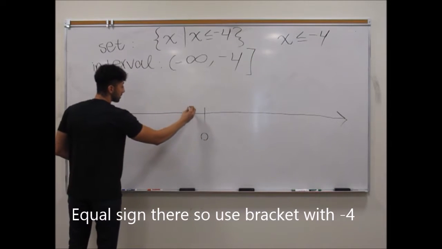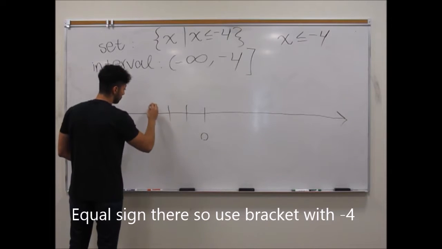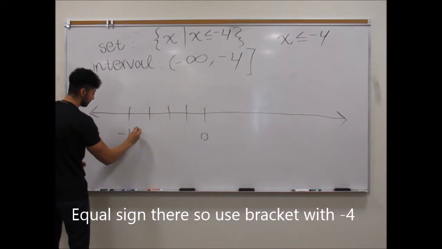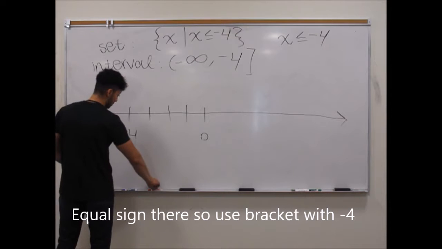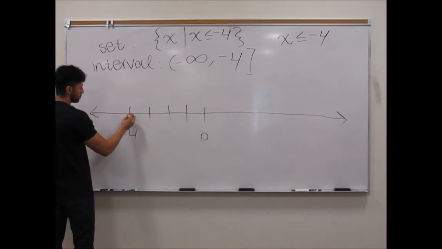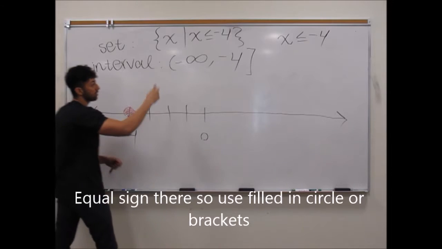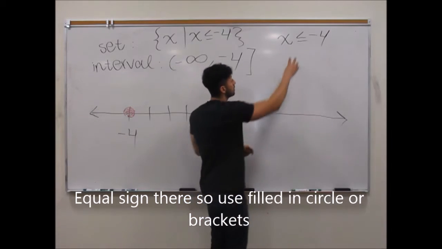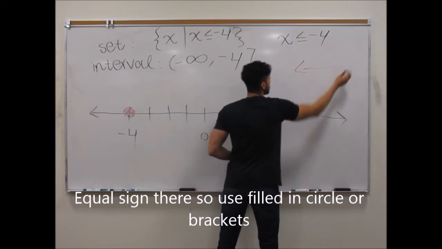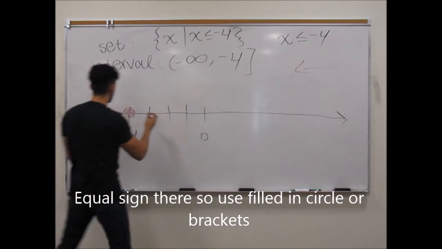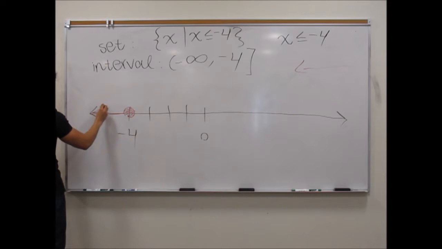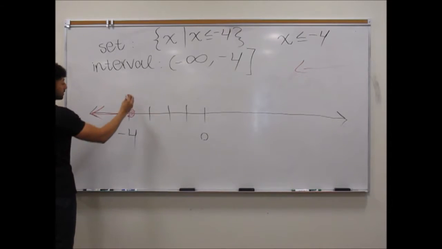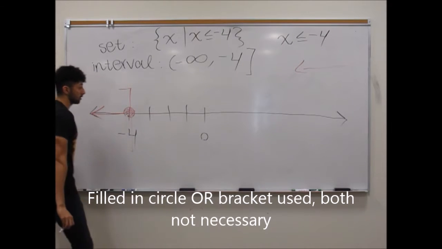And then if we go to -4 on the number line, 1, 2, 3, 4, which is here, we're going to use a filled in circle, and if you want to use the arrow trick, because my variable is on the left, this arrow is pointing to the left, so I shade this way from this point on. And if I like, I could also use a bracket to denote that.